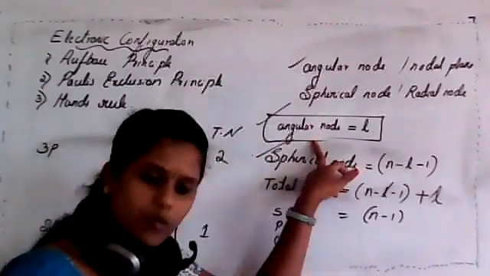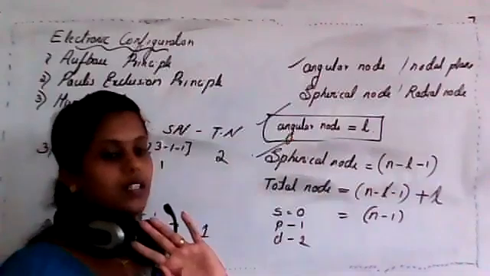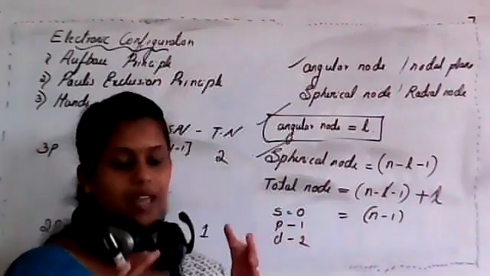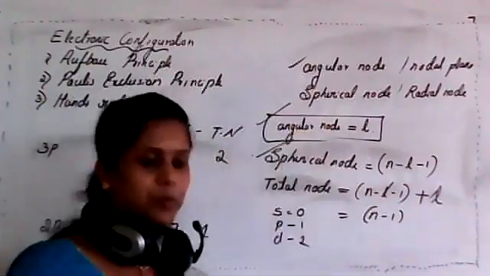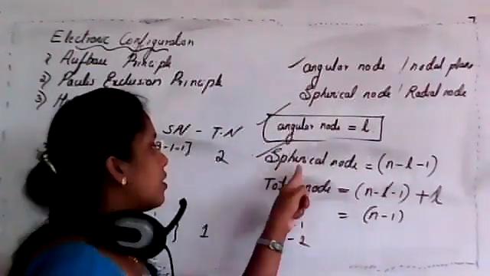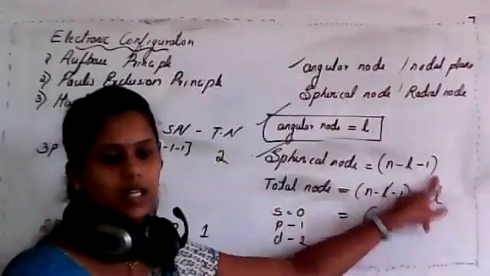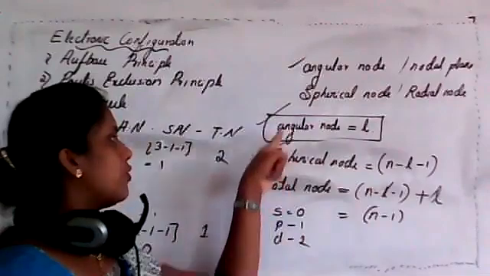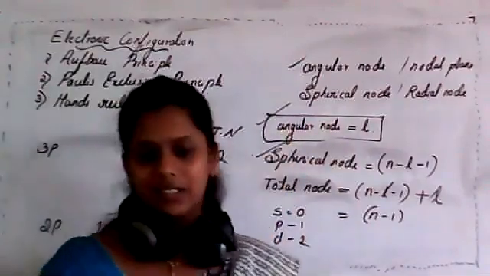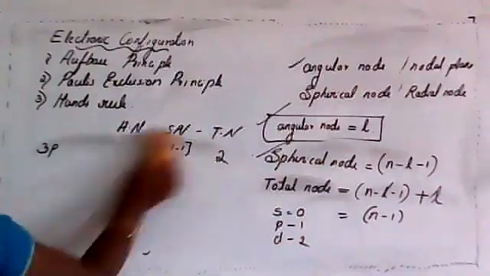Angular node is always equal to L. So if you are considering an s orbital, there is no node, that means the angular node is 0. If you are considering p, it is 1. If you are considering d, it is 2. Spherical node depends on n and L: n minus L minus 1. And the total node is nothing but the summation of these two, angular node and spherical node. Is this clear, student?